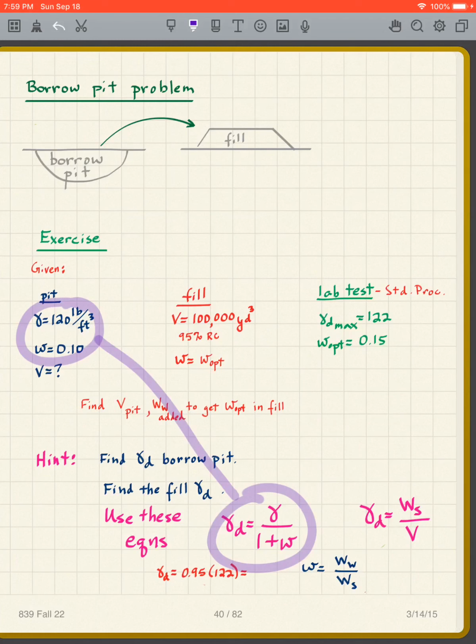Then you're going to apply this into this expression, but now we're going to know the gamma D and the weight of the solids. We're going to know those two things, and you need to then solve for the volume. Okay, so there's your hint on how to do this problem, but pause the video and see if you can do this one.